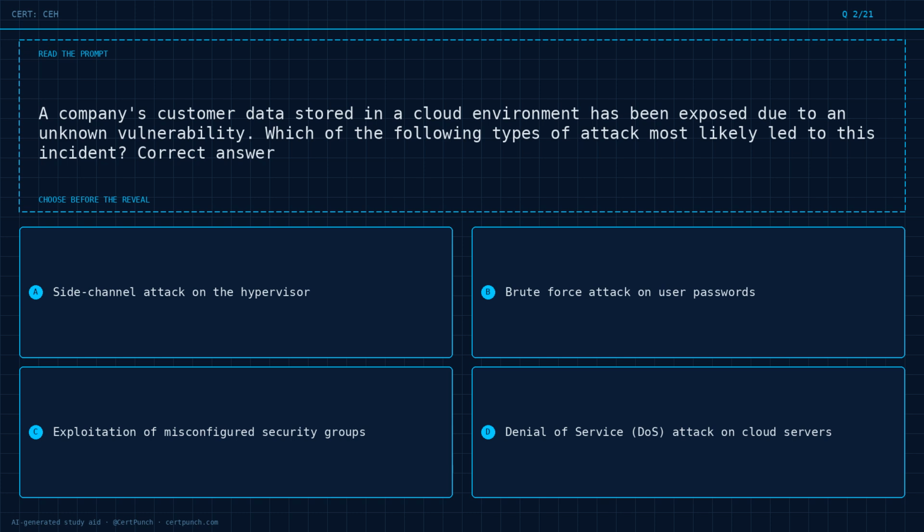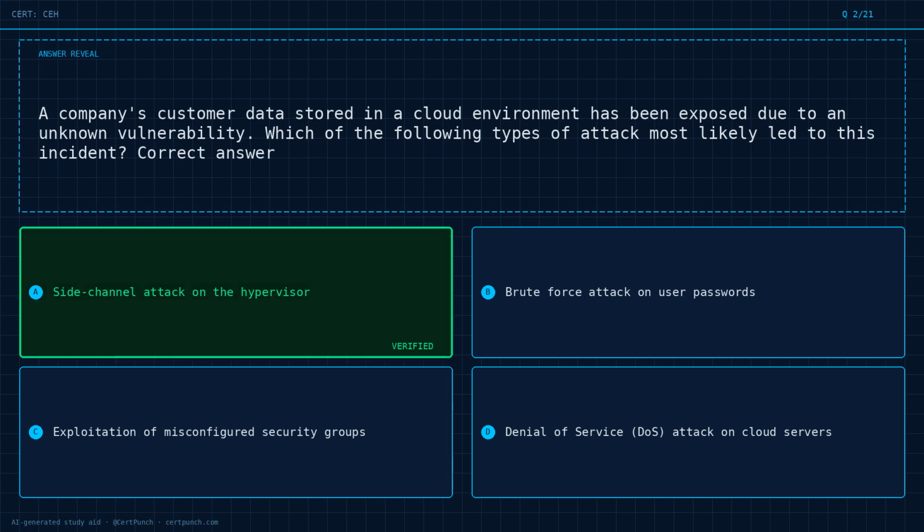Option B, brute force attack on user passwords. Option C, exploitation of misconfigured security groups. Option D, denial of service, DoS attack on cloud servers. Choose the best answer before the reveal. Commit to it now.